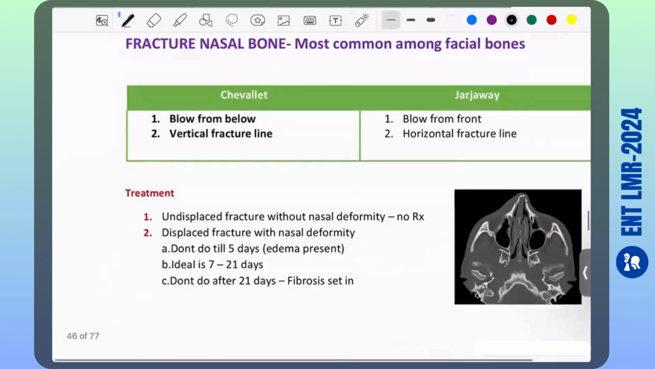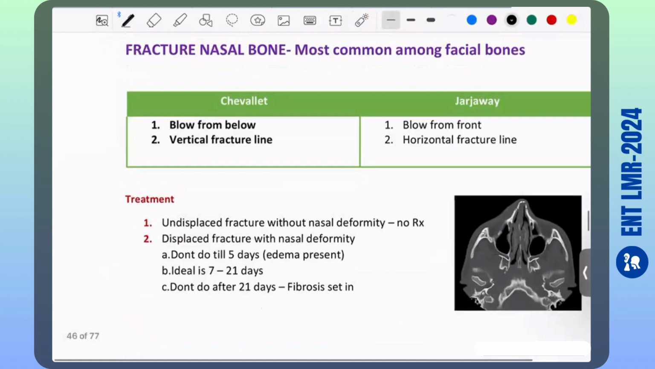Okay. The final part of nose is trauma to the nose. The most common facial bone to get trauma is the nasal bone. You feel over here. If the nasal bone goes for trauma, it could cause a fracture of the nasal bone. It is the most common bone to get fractured among facial bones. There are two types of nasal bone fracture: one is the Chevallet fracture, the next one is the Jarjavay fracture.